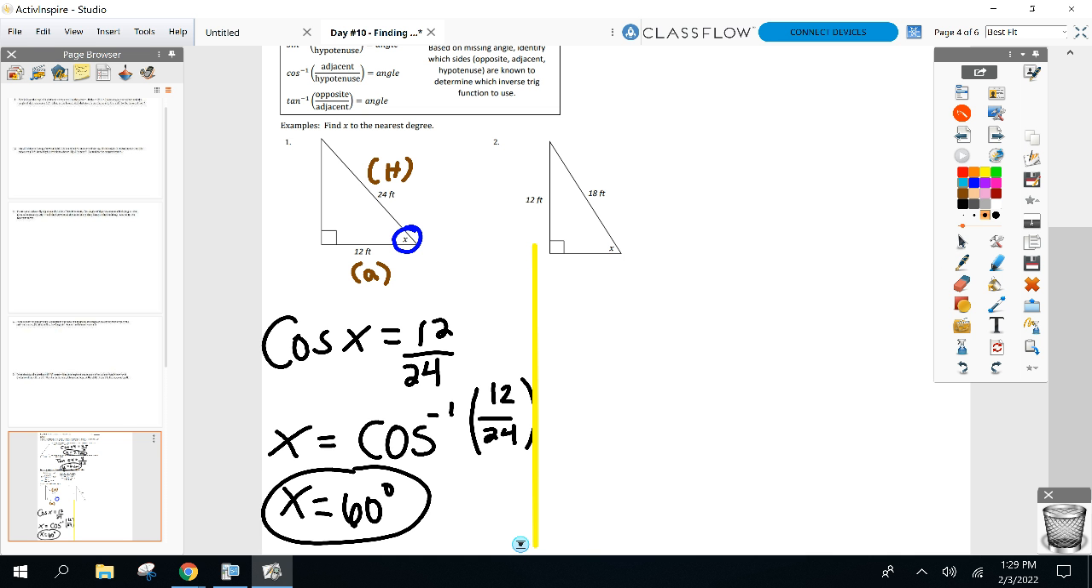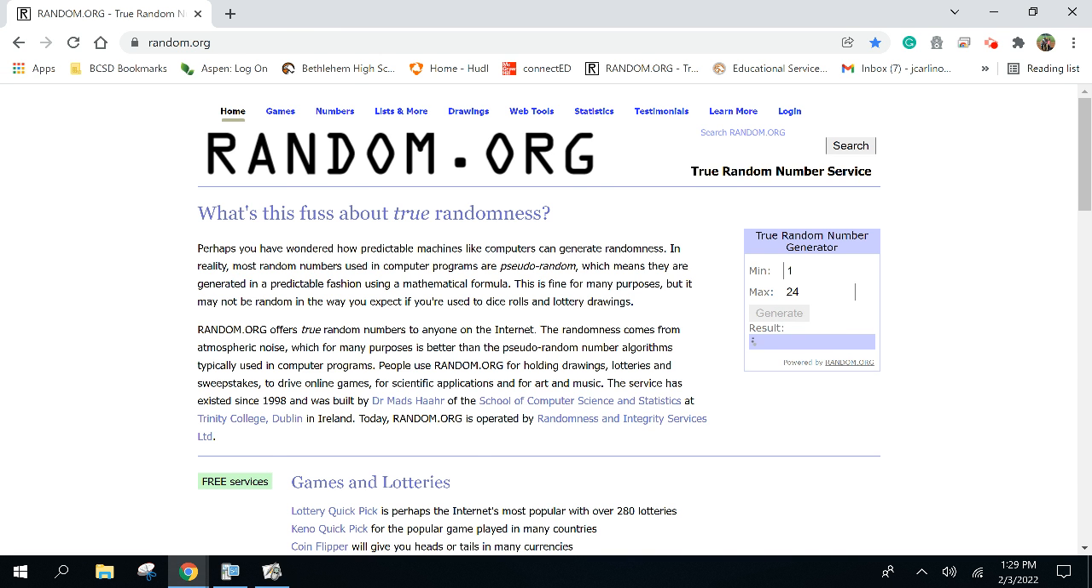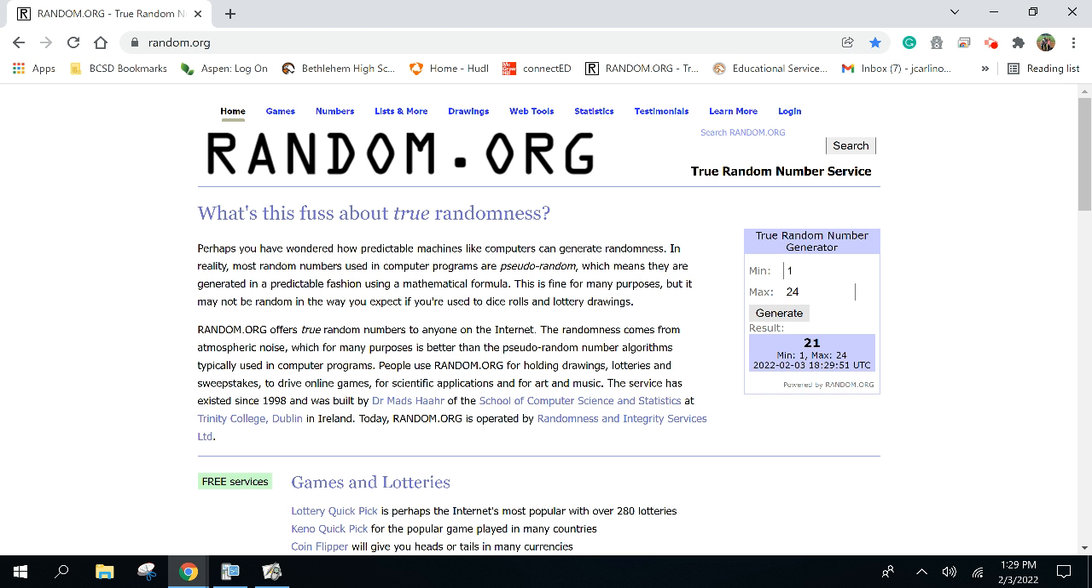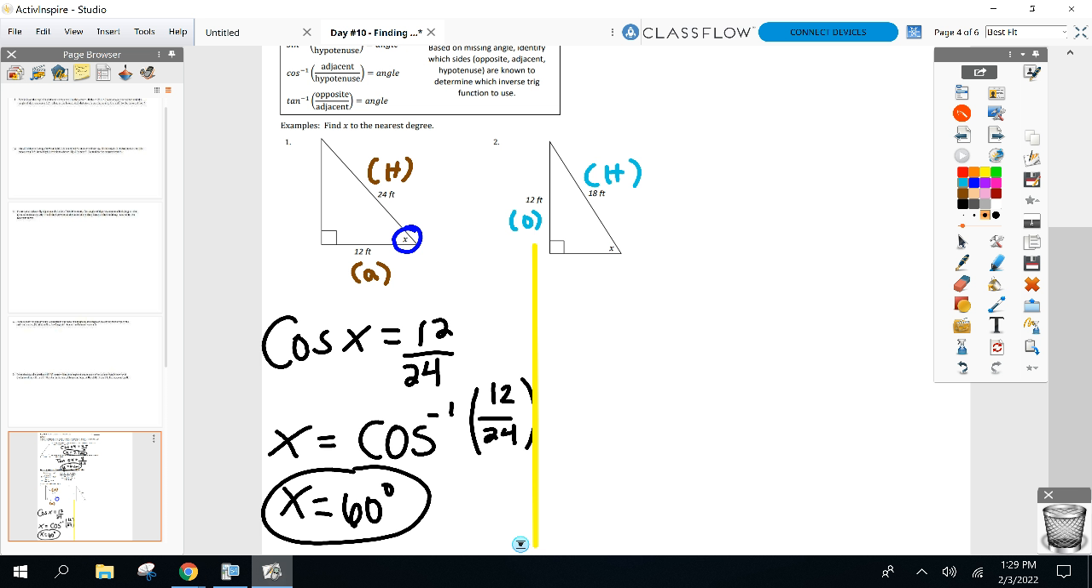Somebody first tell me what the 12 and the 18 are. What's the 12? Opposite. How about the 18? Hypotenuse, good work. So now I should be using which ratio? Sine, good work. Sine of X equals the opposite side 12 over the hypotenuse 18.